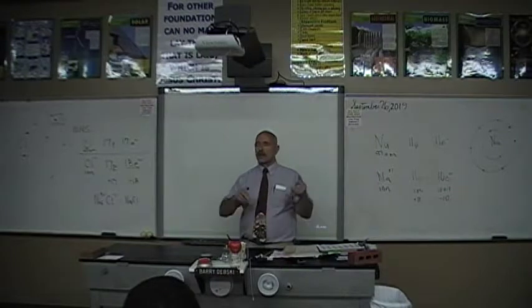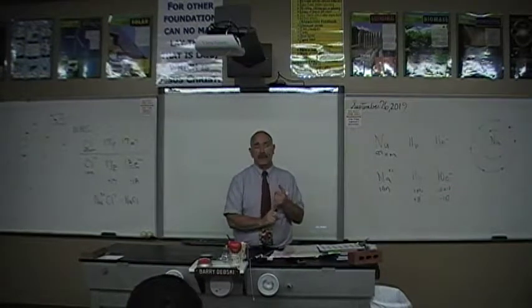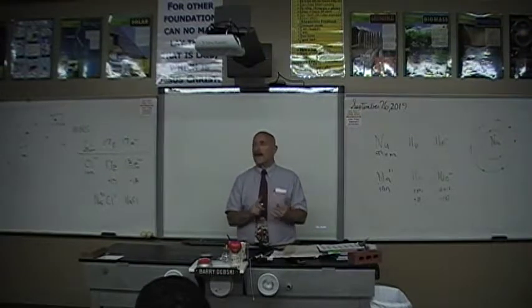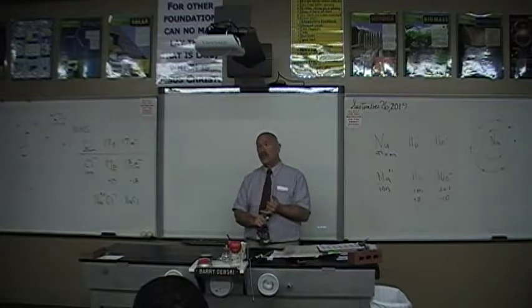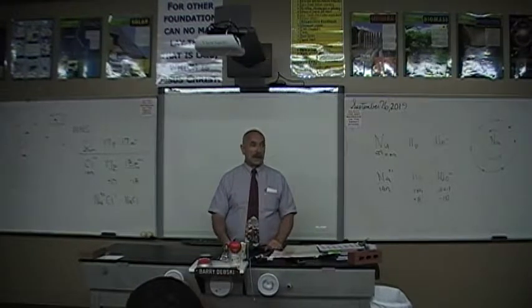Okay, so today's question said, explain the difference between ionic and covalent bonds. Ionic bonds involve the transfer of electrons, and covalent bonds involve the sharing of electrons. Put it as simple as that, that covers it. And I want you to know that.